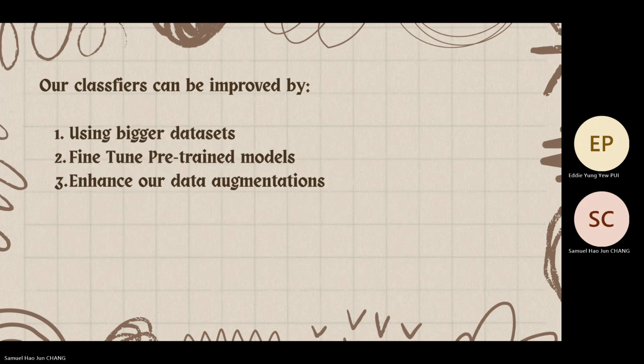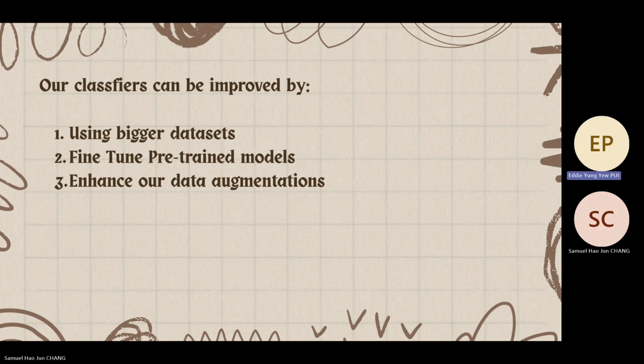Okay. So our classifier can be improved by using a bigger dataset, and also by fine-tuning pre-trained models. As we can see just now, Sam is using pre-trained models, but I'm using a model that was not pre-trained before. So it means that I just rebuilt a model. As you can see from the results, fine-tuning a pre-trained model is better, as the result that comes out is better than a model that is newly built.